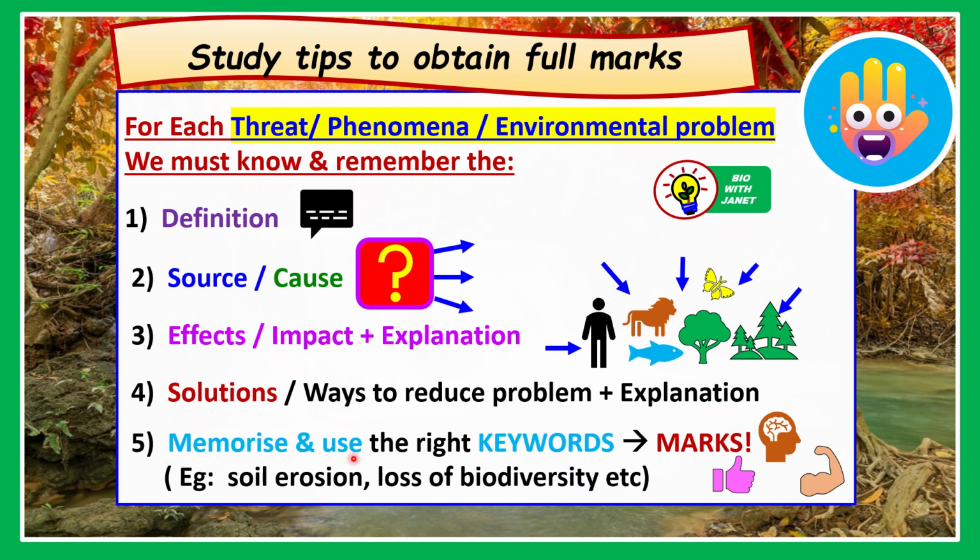Next, memorize and use the right keywords for each threat, all right? So that will get you the marks because the marking scheme is based on the right keywords or key phrases. For example, for eutrophication, some of the keywords will be like algal bloom, and then reduction in rate of photosynthesis, and then bacteria, which are decomposers, the process of decomposition, and so forth. So let's continue.